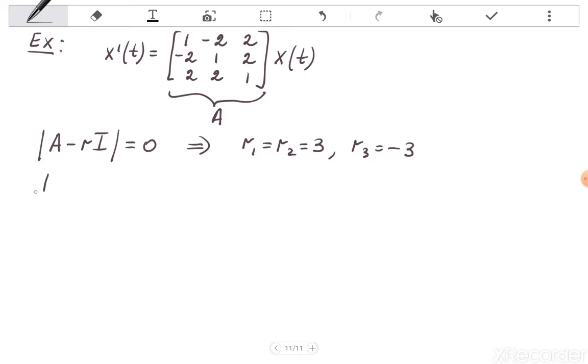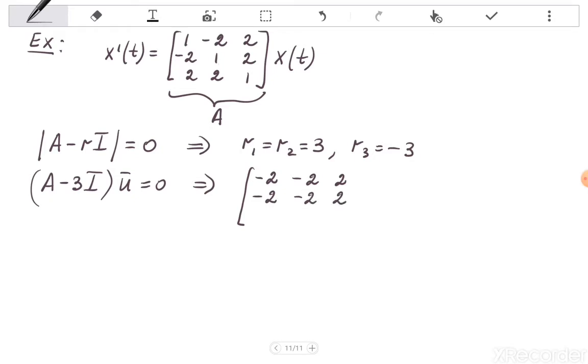Let's consider A minus 3I applied to vector u. So let's try to find the eigenvector corresponding to this eigenvalue 3 and make it equal to 0. So let's see what we have in this case. A minus 3I is the matrix: 1 minus 3 is minus 2, minus 2, 2, minus 2; 1 minus 3 is minus 2, 2, and 2, 2, and minus 2.